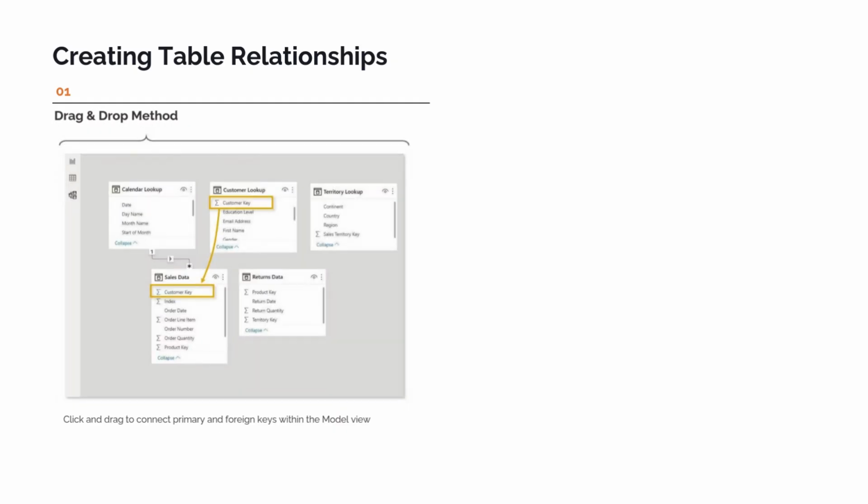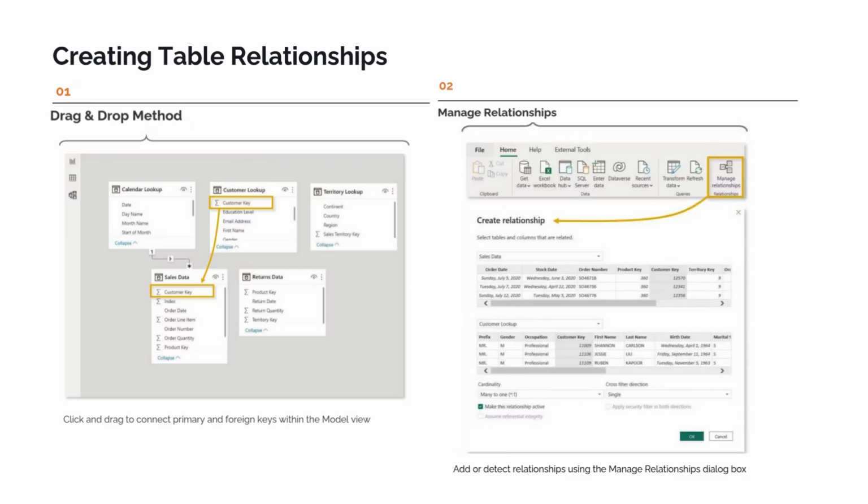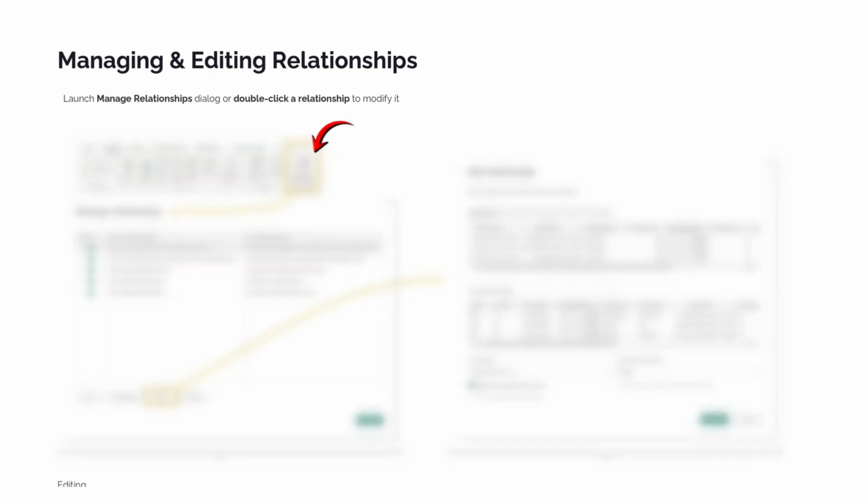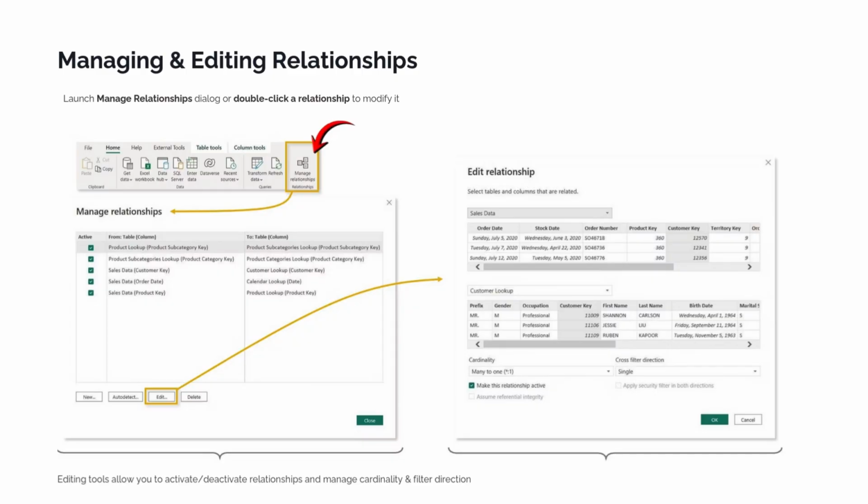There are 2 main methods to create relationships. First, the drag and drop method. Simply drag a field from one table to the matching field in another. Second, using manage relationships. Power BI will detect and suggest relationships, and you can approve or edit them. Both methods achieve the same result, but the dialog box provides more control. To modify a relationship, you can double-click it or open the Manage Relationships window. Here, you can activate or deactivate relationships, change cardinality, and set cross-filter directions. These settings directly influence how filters propagate across your model.